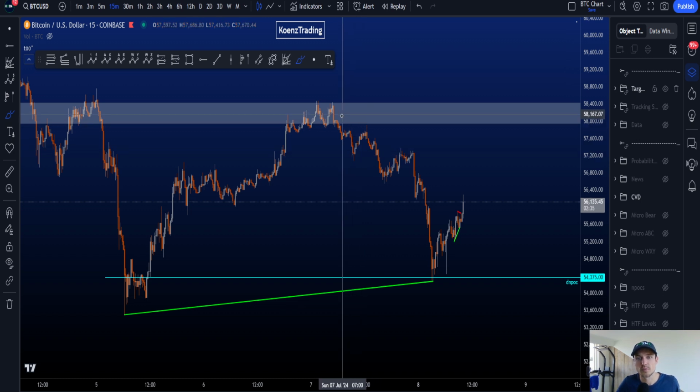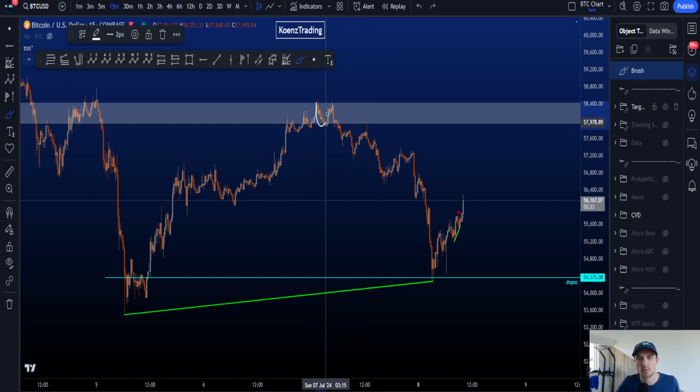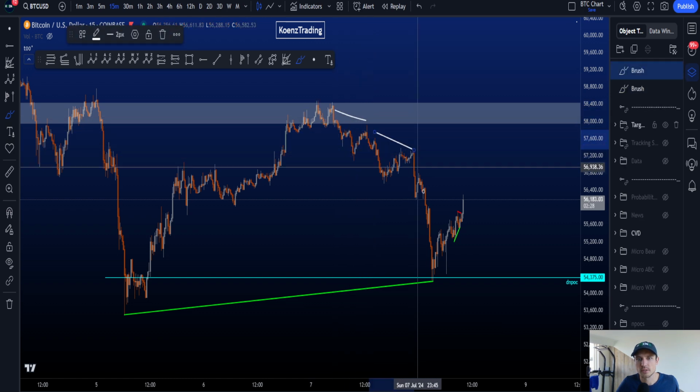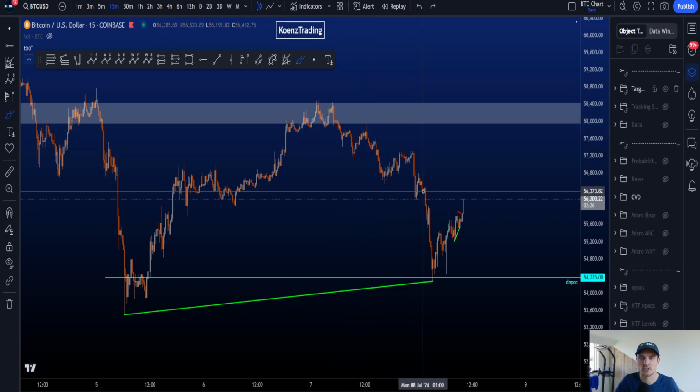The same was true for when price was moving down over here. We have price moving down, lower lows and lower highs, and then we had bearish CVD divergences. And because of the structure, that is of course very, very relevant.